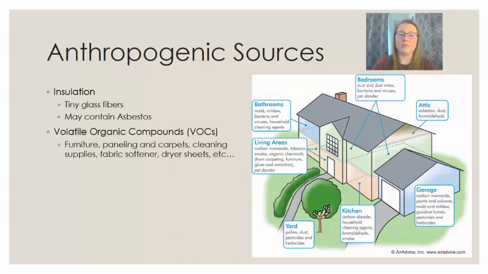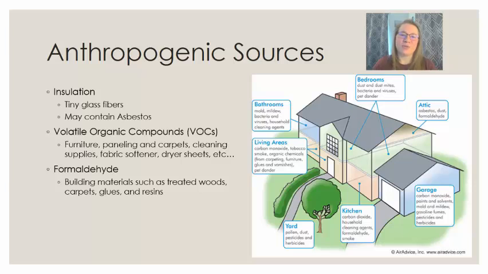Volatile organic compounds, or volatile organic hydrocarbons, also are another anthropogenic source. These are typically found in things like furniture, paneling and carpets, cleaning supplies, fabric softeners, dryer sheets. Typically, volatile organic compounds, they're going to have a bit of a scent to them.